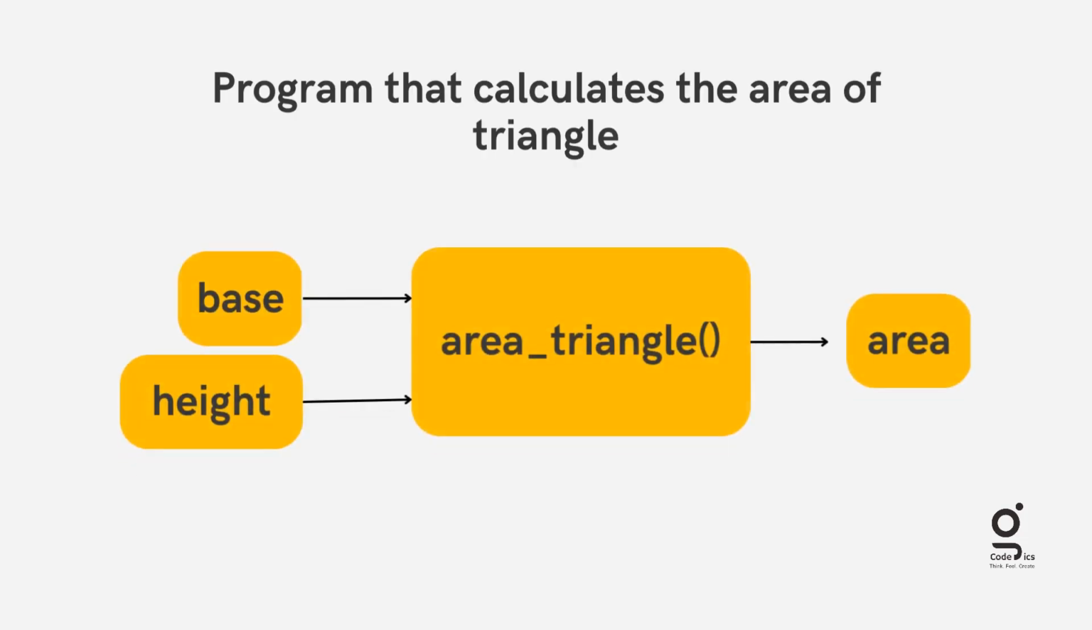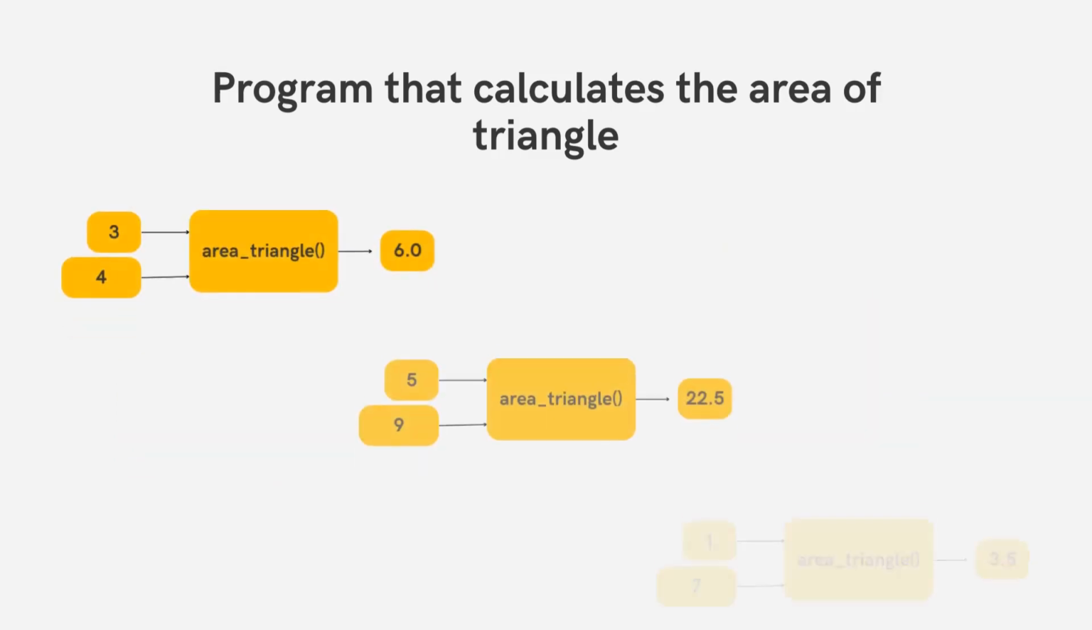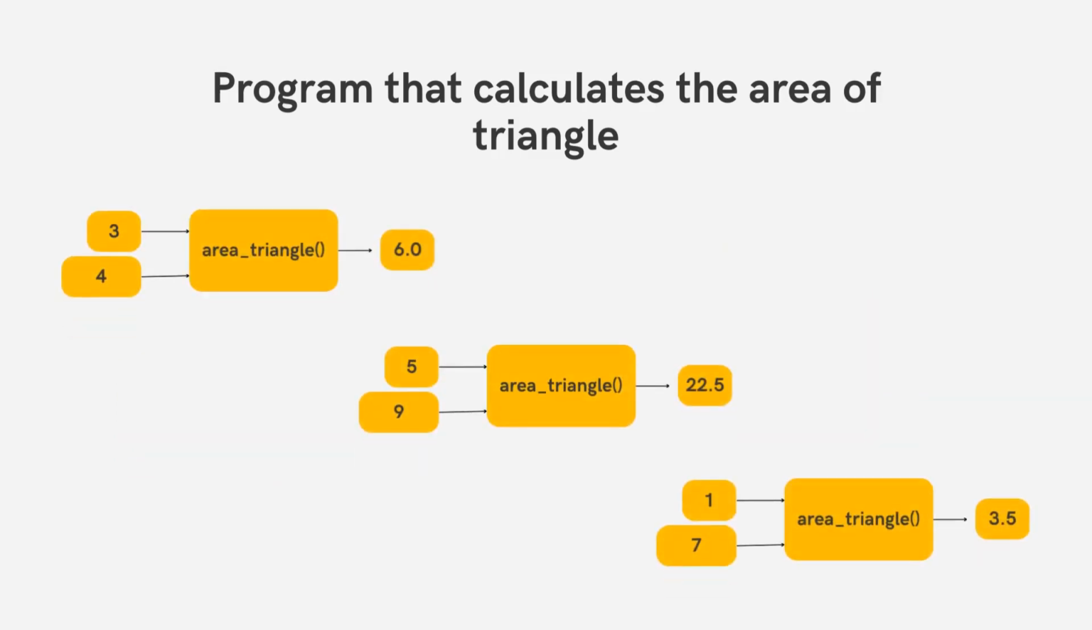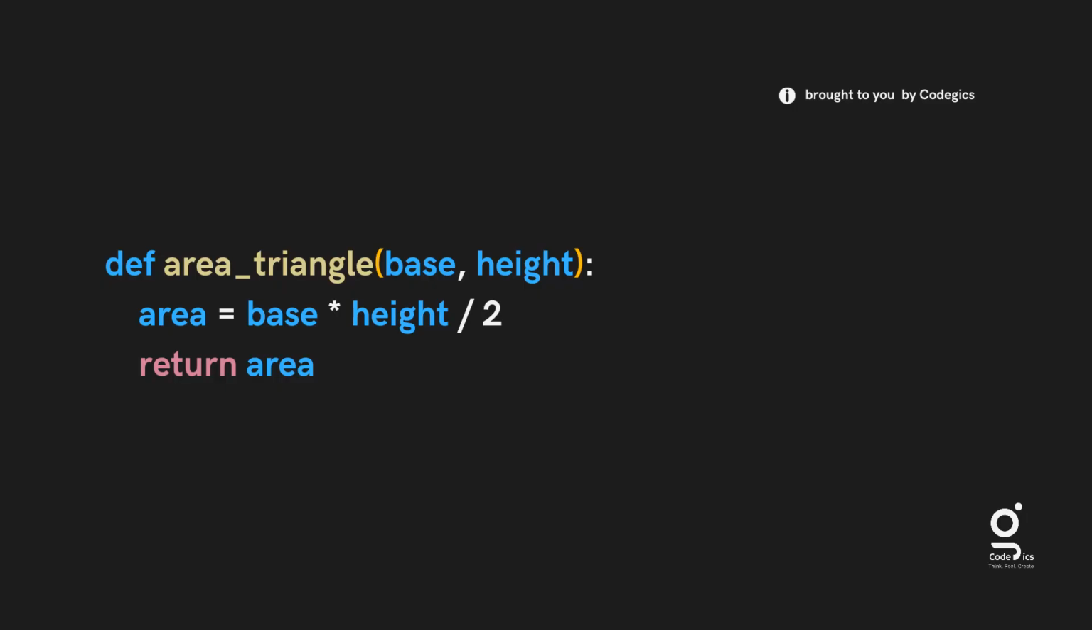Imagine you're creating a program that calculates the area of a triangle. You need to calculate the area several times, so it will be useful to have a function that does this for you. Here's how you can define a function that calculates the area of a triangle. In this example, the area triangle function takes two parameters, base and height, and calculates the area of a triangle. The return keyword is used to indicate that the value of the area is the return value of the function.